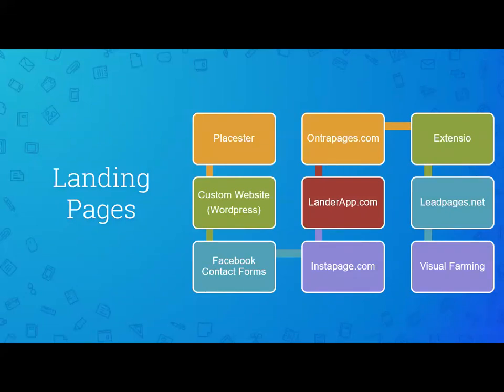The middle one here, custom website on WordPress, is by far the Cadillac. You can customize anything you want on WordPress and make it exactly what you want it to look like and make it do exactly what you want it to do.